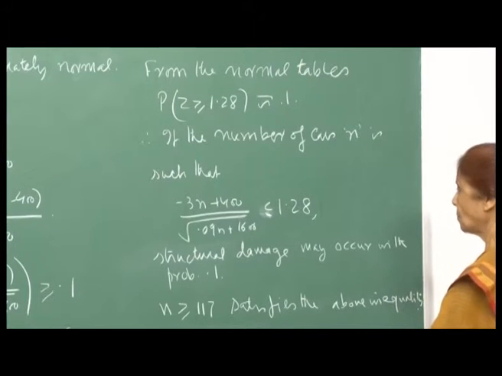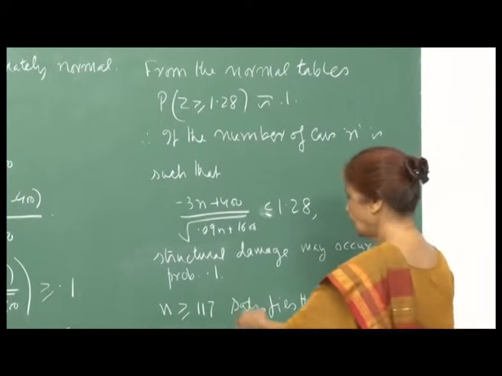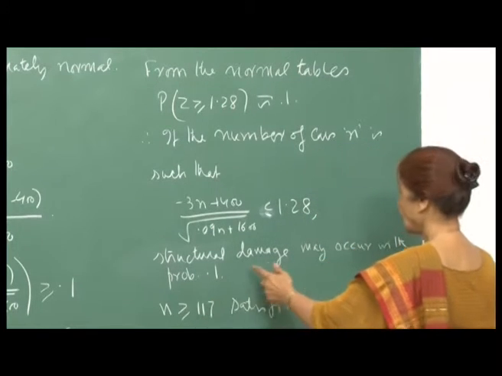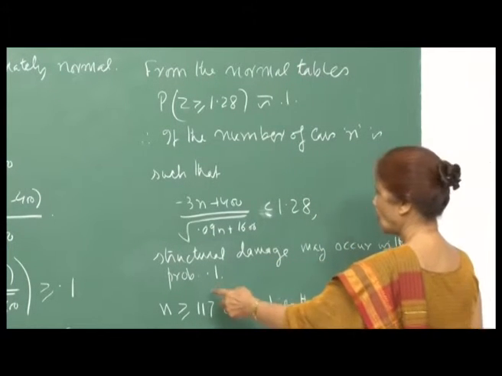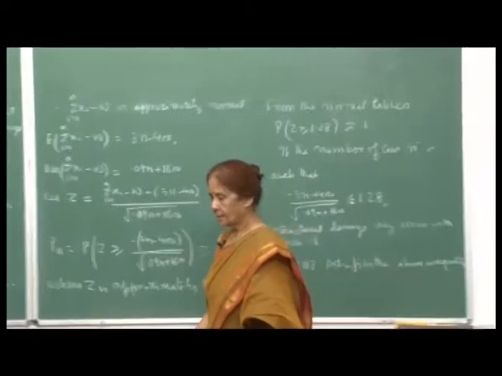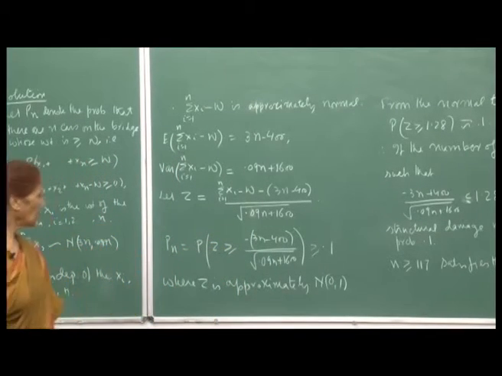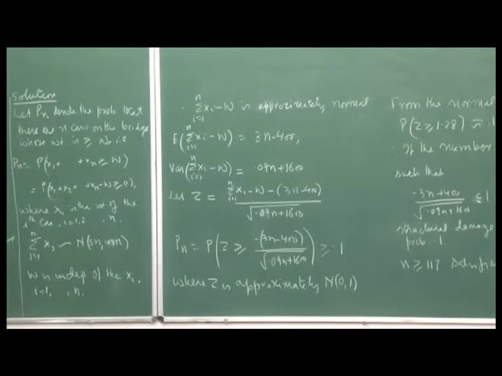So, we can do that, right, and therefore, it turns out that n greater than or equal to 117 satisfies the above inequality. And so, that means, if there are more than 117 cars, then structural damage may occur with probability 0.1. So, there is a chance of 1 in 10 that the bridge will suffer structural damage. Okay, so, this was another interesting example.